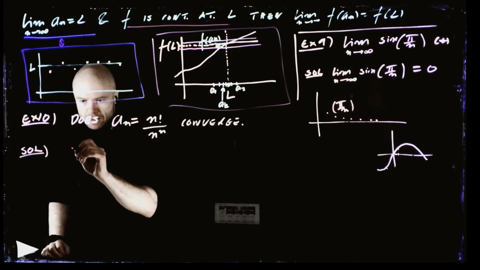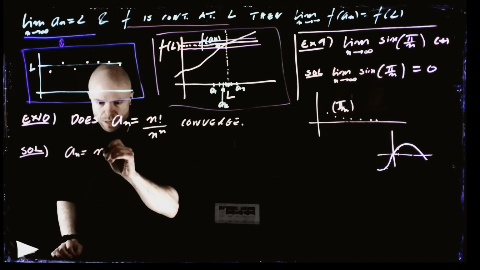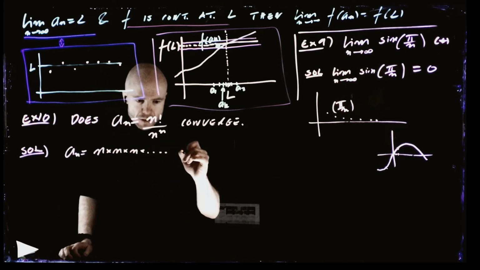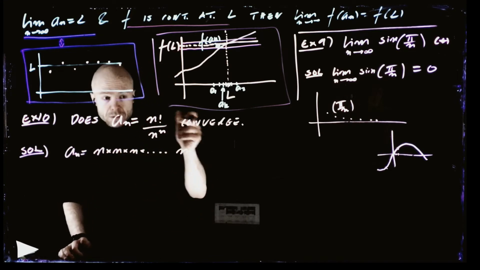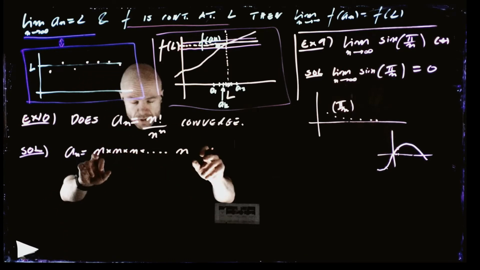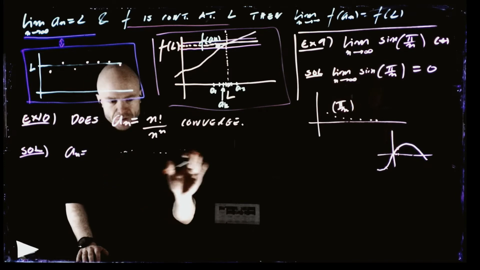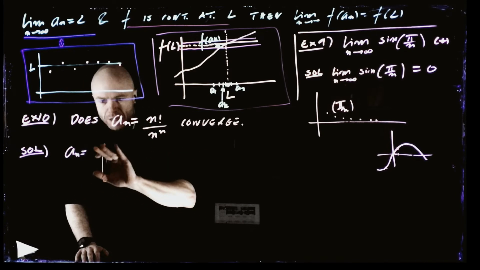Let's look at this guy, a_n. What is this? This is n times n times n times blah, blah, blah. There are n of these, n times. There are n products of n in n. God, that's totally wrong. Let's do that again. That was the denominator. What is this thing?